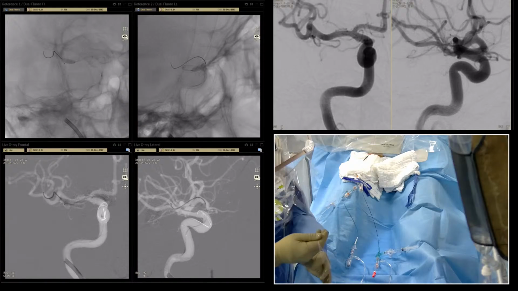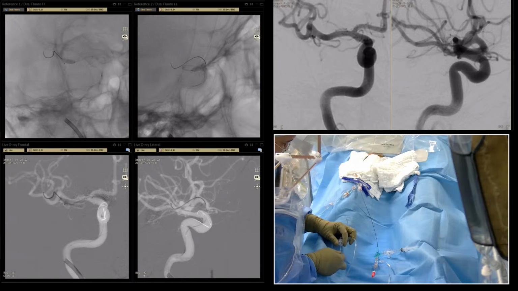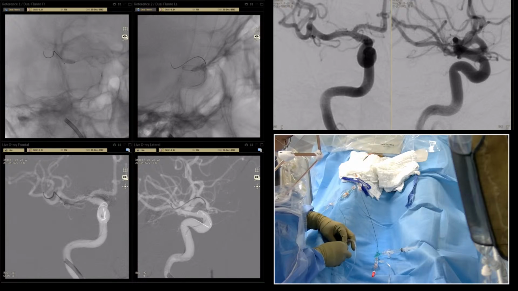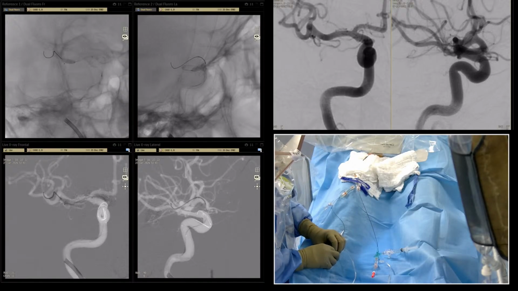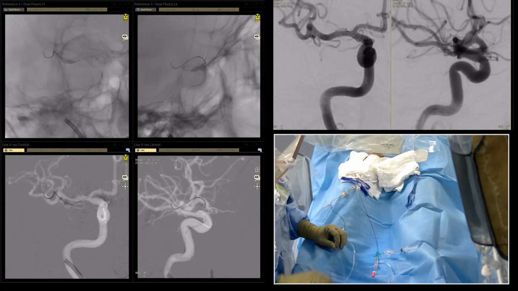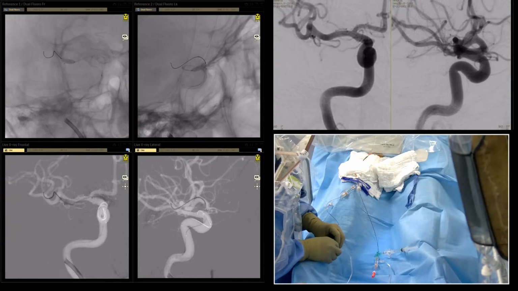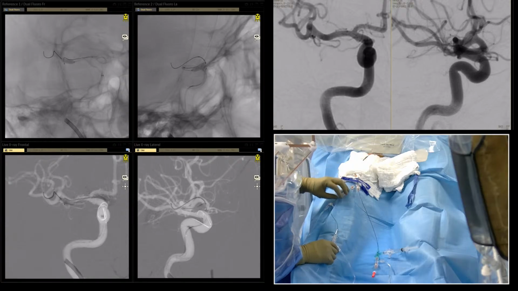Okay, let's see what we can do. Yes, the catheter is now outside of the aneurysm. It might be in the branch, or it might be somewhere. That's why I would try to push the micro coil. Something like this.